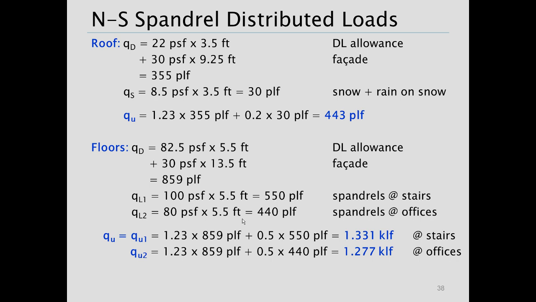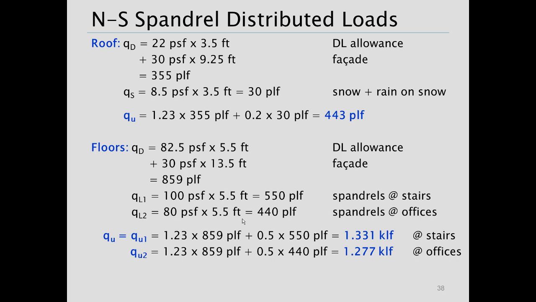Keeping up with that at the floor level, tributary width on the spandrels is 5 foot inside. Again, the 0.5 foot overhang outside the exterior column lines. The facade load, 30 pounds per square foot on 13.5 foot height. Then we've got 100 pounds per square foot in the floor area at the stairs, in the bays that basically have the stairs, 80 pounds per square foot in the office areas.